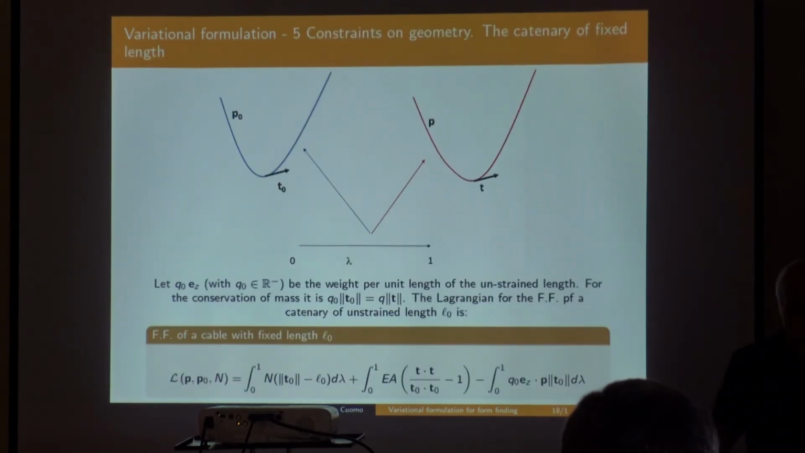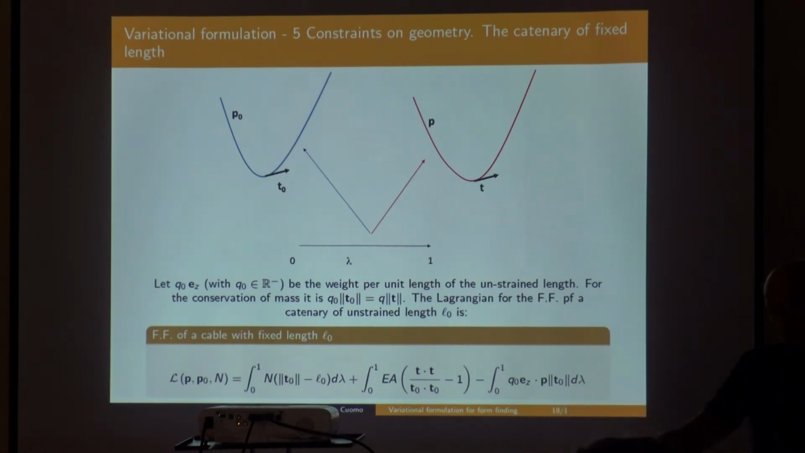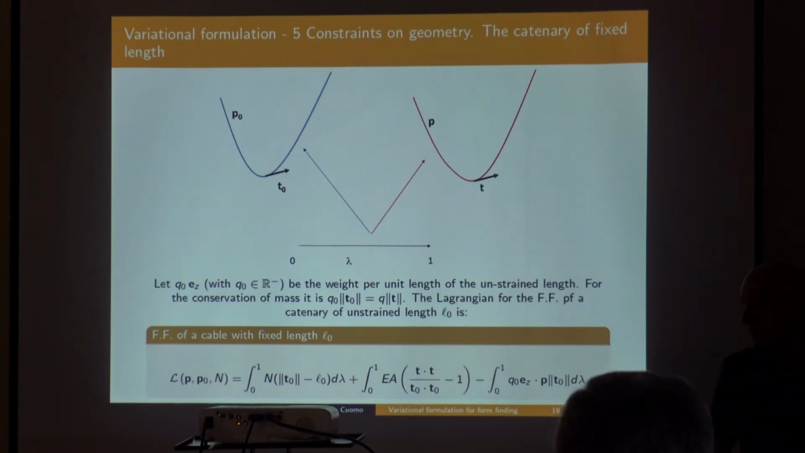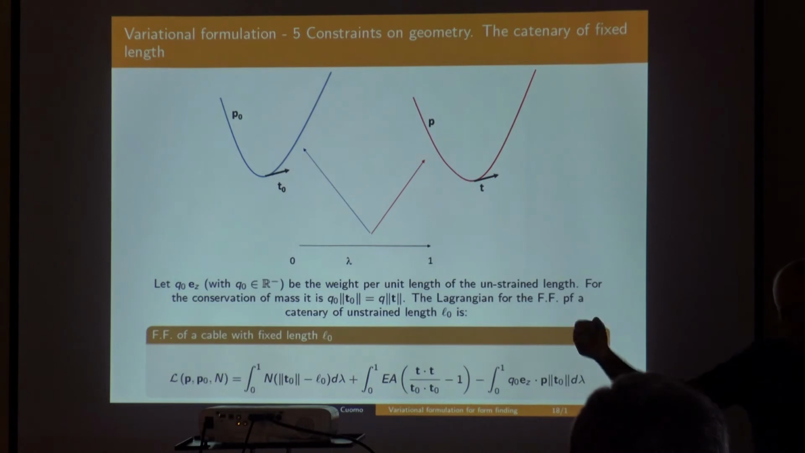Constraints on geometry. There can be constraints on geometry also with membranes, but the most common case is cables, a catenary of fixed length. It's a very simple, toy example. So again, we have this P, the placement of the catenary under self-weight. P0 is some arbitrary, again, configuration that satisfies the constraints or the hanging points.